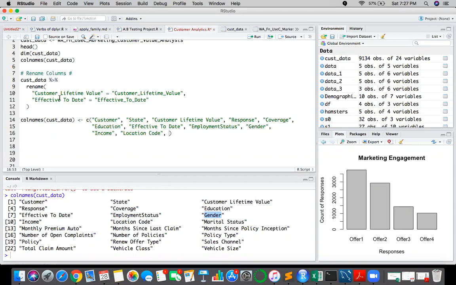Okay, so I looked into this. The problem is the space. That is why it is not happening. If there was no space here, you would have easily changed it using rename.